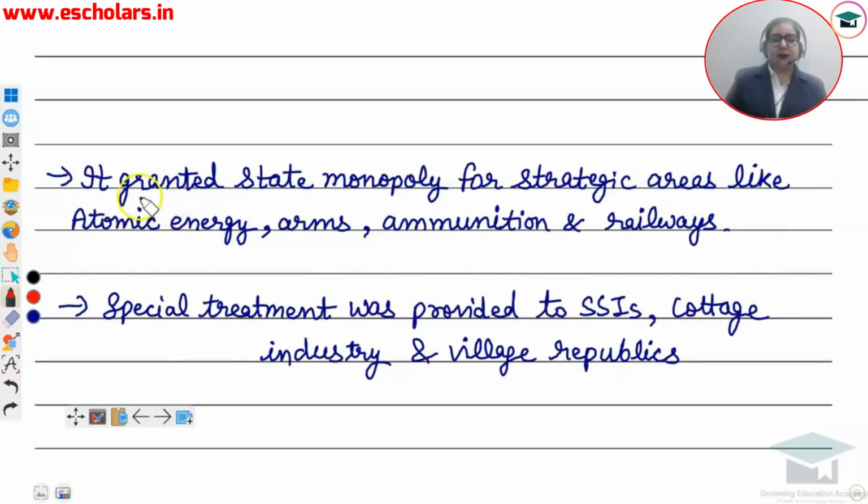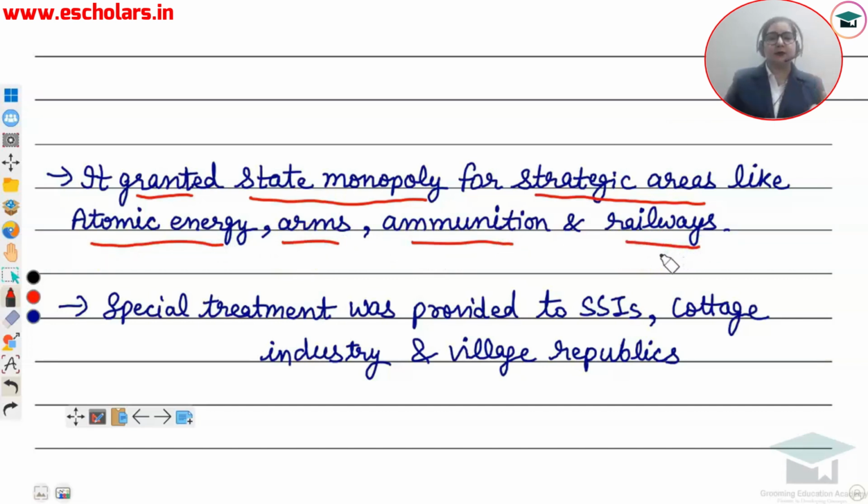Next students, it basically granted state monopoly, that is it granted the monopoly to the government to act in strategic areas such as atomic energy, arms, ammunition, railways. That is, the government only can come for providing the services related to atomic energy, arms, ammunition and railways. In these areas where the state monopoly is provided to the government, the private sector cannot come. The entry of the private sector in these areas is blocked.